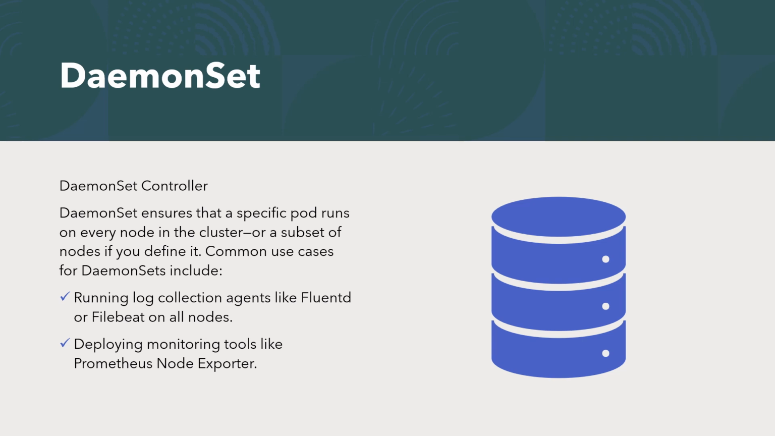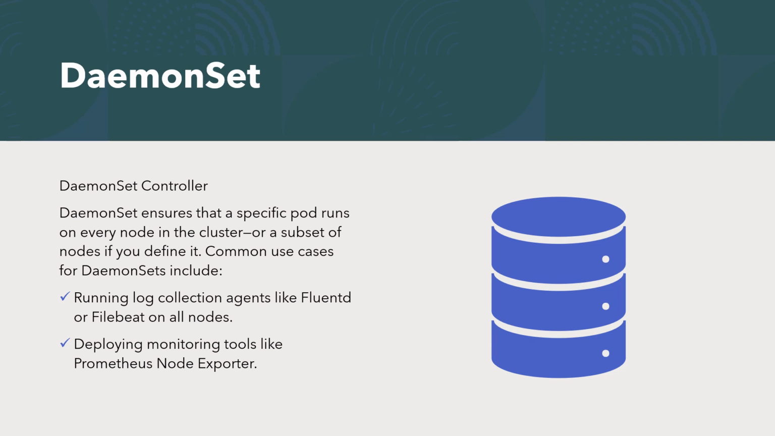A daemon set in Kubernetes ensures that a copy of a specific pod is running on all, or a subset of, nodes in a cluster. It is primarily used to deploy system-level services or utilities that need to run on every node, such as log collectors, monitoring agents, or networking tools.